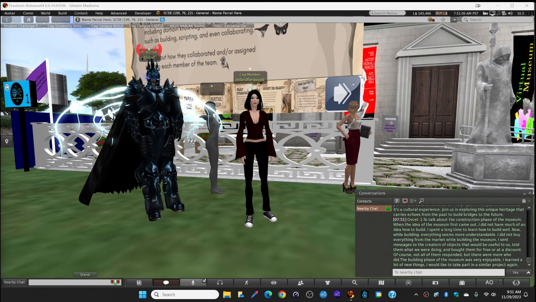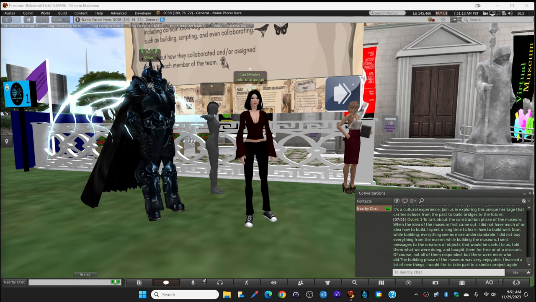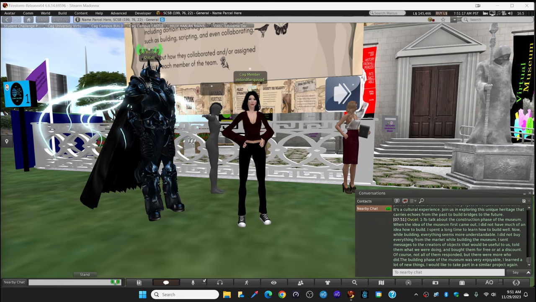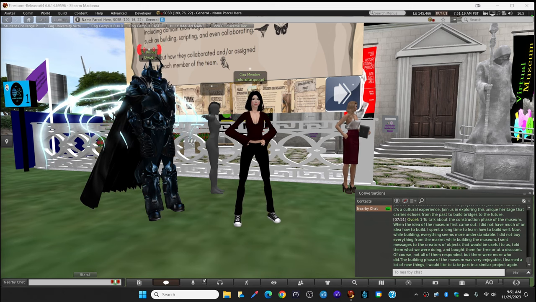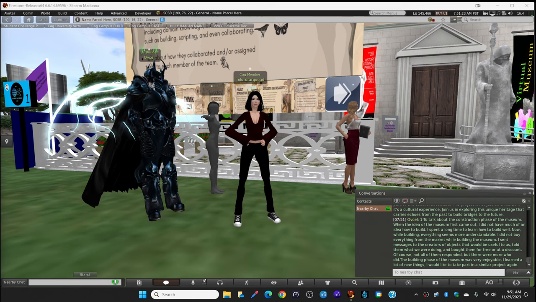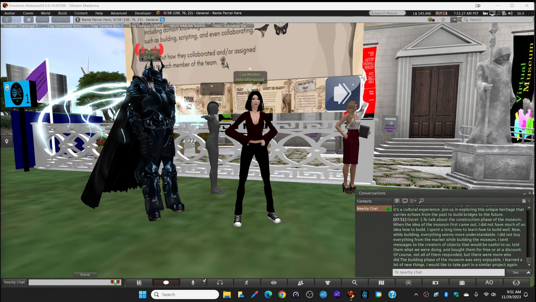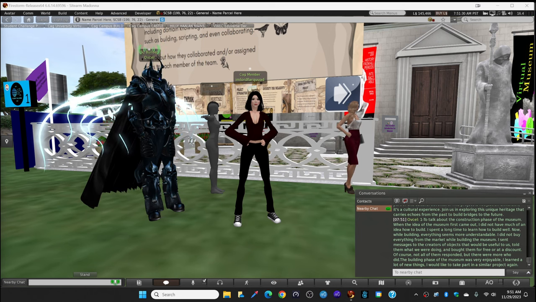To talk about the construction phase of the museum. When the idea of the museum first came out, I did not have much of an idea how to build. I spent a long time learning how to build as well. Now, while building, everything seems more understandable.